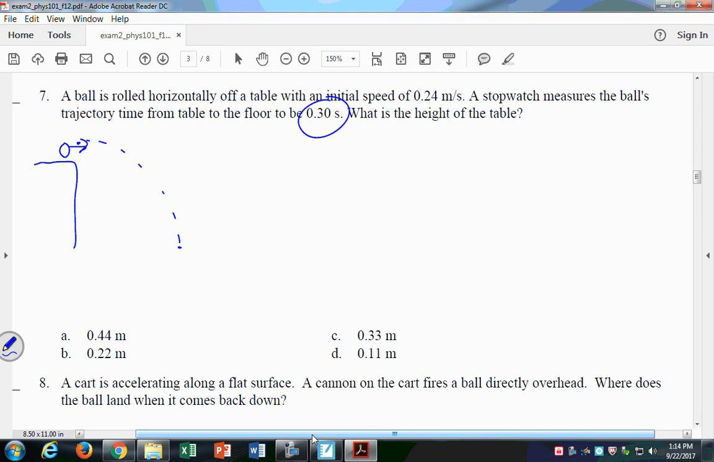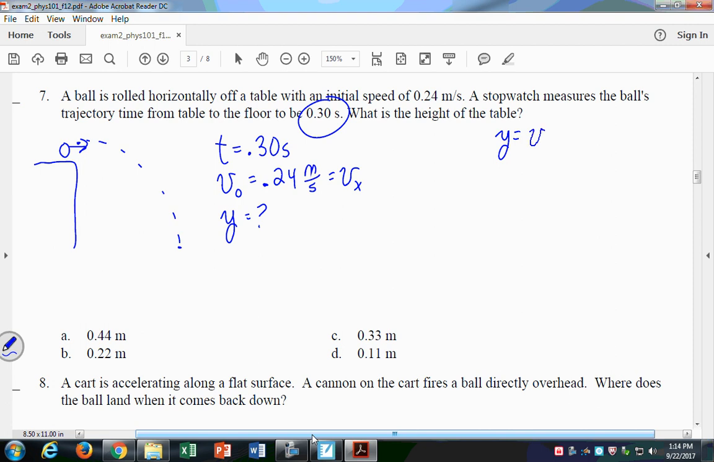So this one's a little bit different from the one that we did before. It tells me that the time is 0.30 seconds. It tells me that the initial speed, v0, is equal to 0.24 meters per second. Oh, and by the way, that's equal to vx for reasons we've already talked about, because there is no y component to the velocity. And I want to know what is y. Okay, so I know that to find y, I'm going to have to use this at some point.